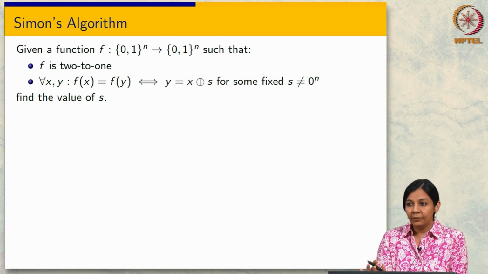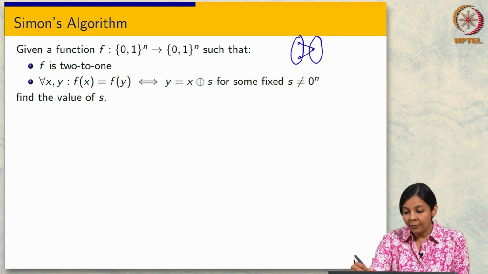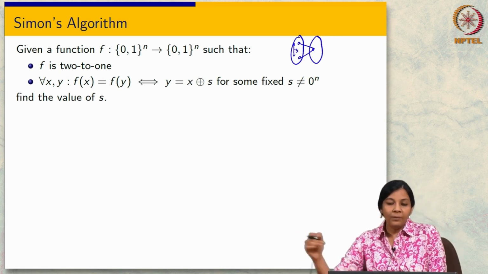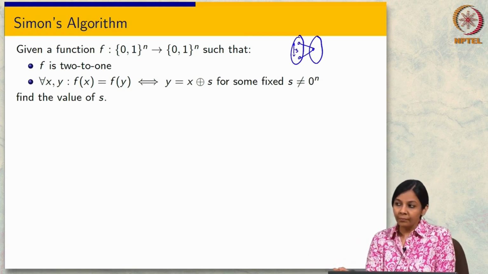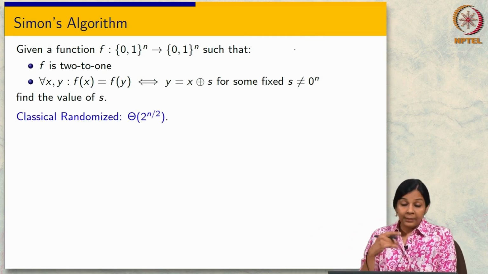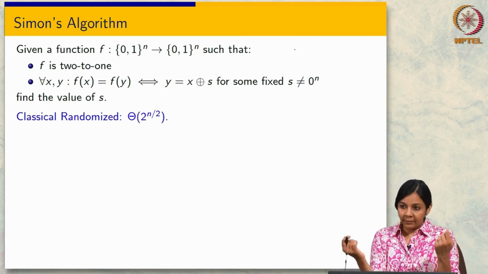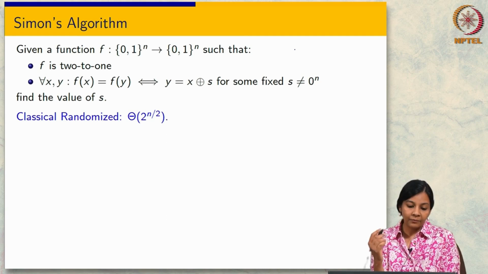So is the problem clear to everybody? Right, so we have 2 points that map to the same output point, if and only if they are separated by s. This is the problem, and the question is to find the value of s. So how much time do you think this should take on a classical computer? It would take exponential time, right, because you need to actually hit 2 points so that they collide on the output value, and only that really can tell you the value of s.